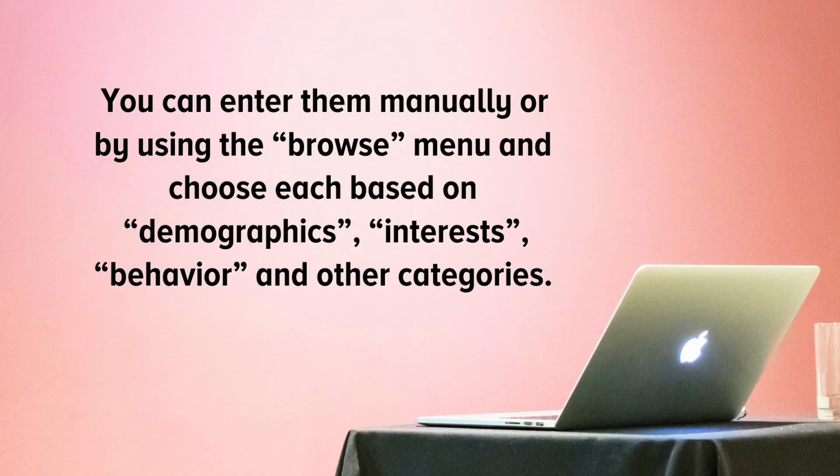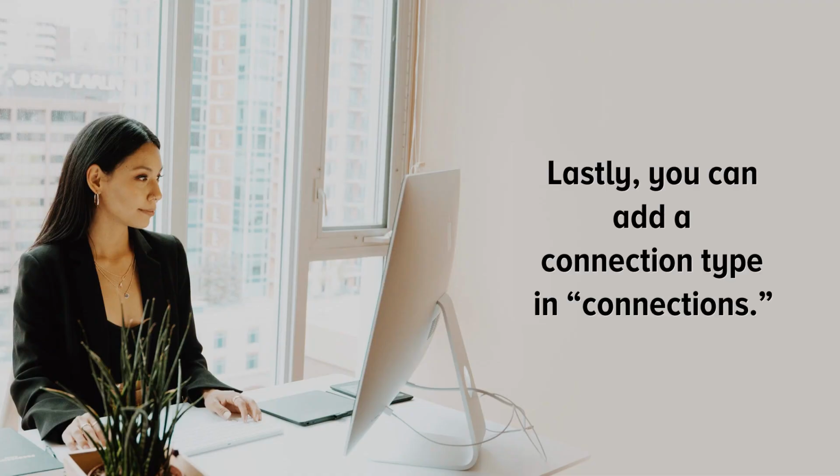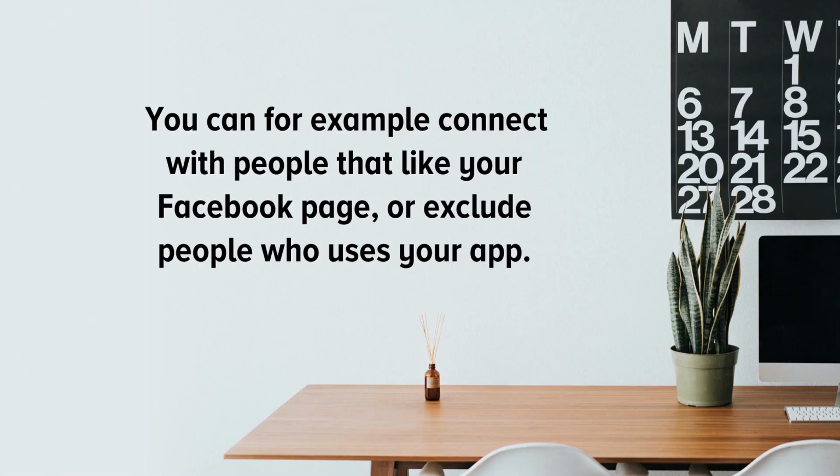You can enter them manually or by using the Browse menu, and choose each based on demographics, interests, behavior and other categories. You can also use the Exclude button and do the same, this time to make Facebook exclude people with those interests. Lastly, you can add a connection type in Connections. You can for example connect with people that like your Facebook page, or exclude people who use your app.